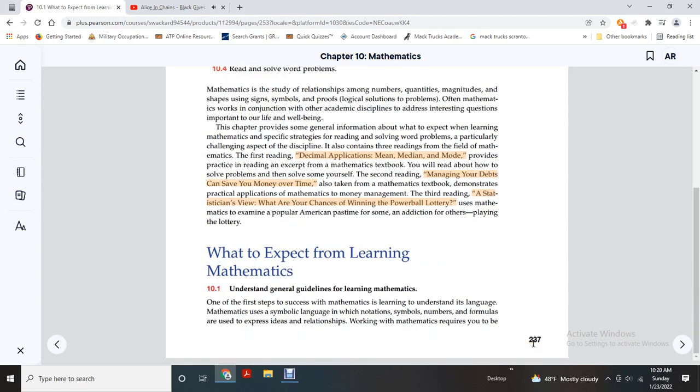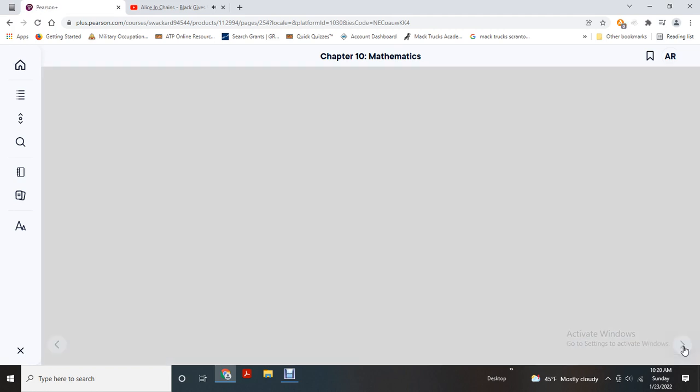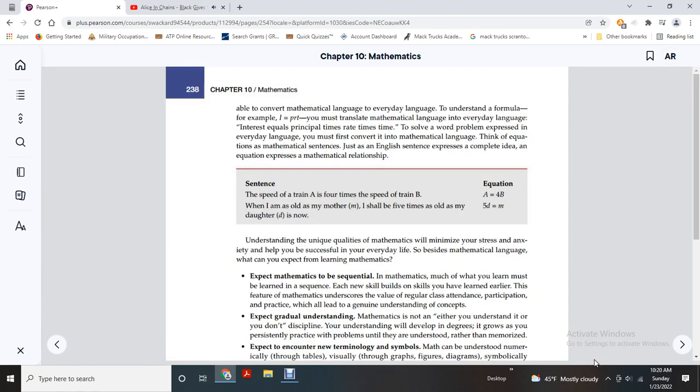What to expect from learning mathematics. Understanding general guidelines for learning mathematics. One of the first steps to success in mathematics is learning to understand its language. Mathematics is a symbolic language in which notation, symbols, numbers, and formulas are used to express ideas and relationships. Working with mathematics requires you to be able to convert mathematical language to everyday language.